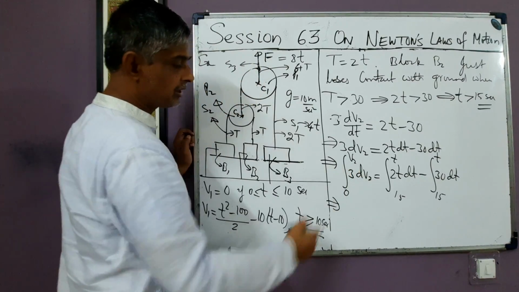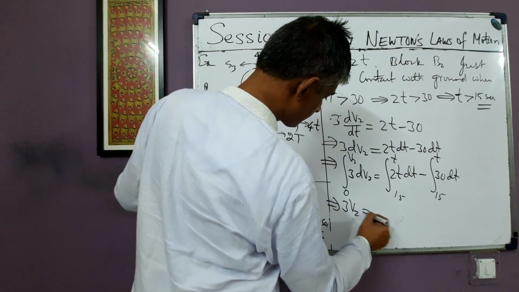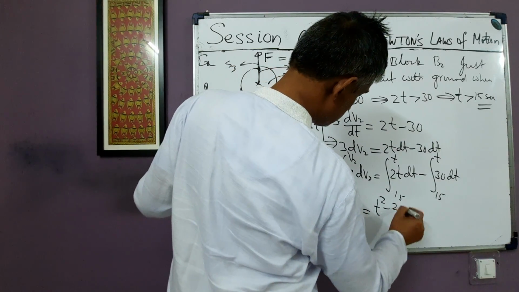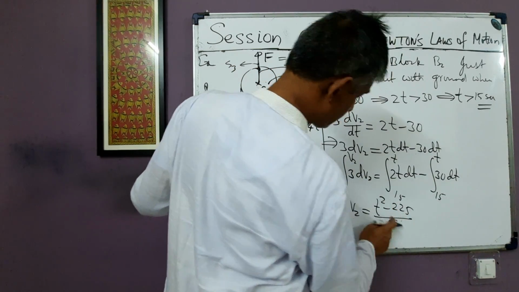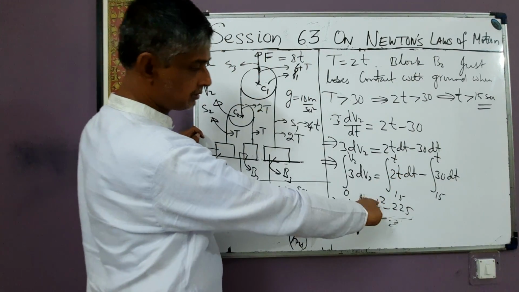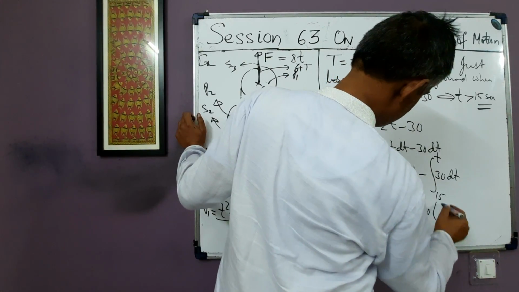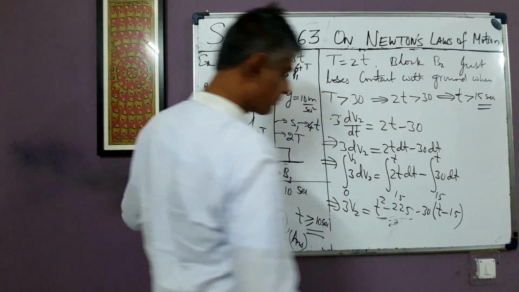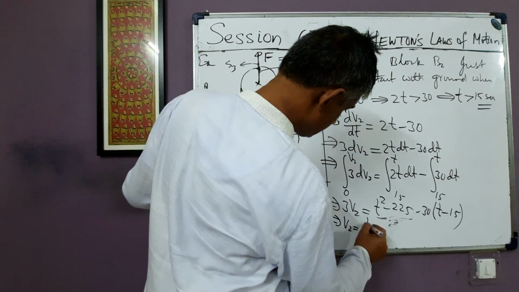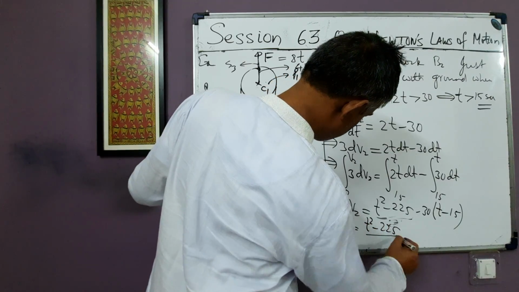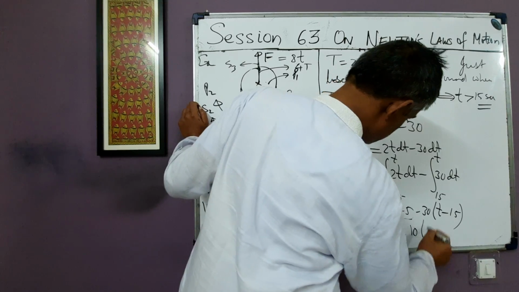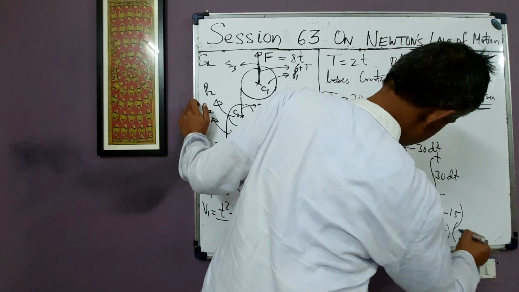Now integrate this equation and insert limits. 2t dt becomes t square. I insert the limits, 225. Okay, fine. 2t dt becomes t square. So this is the limit, inserting limits. 30 into t minus 15. So v2 becomes t square minus 225 by 3 minus 30 by 3, that is 10 times t minus 15. This is the required answer.